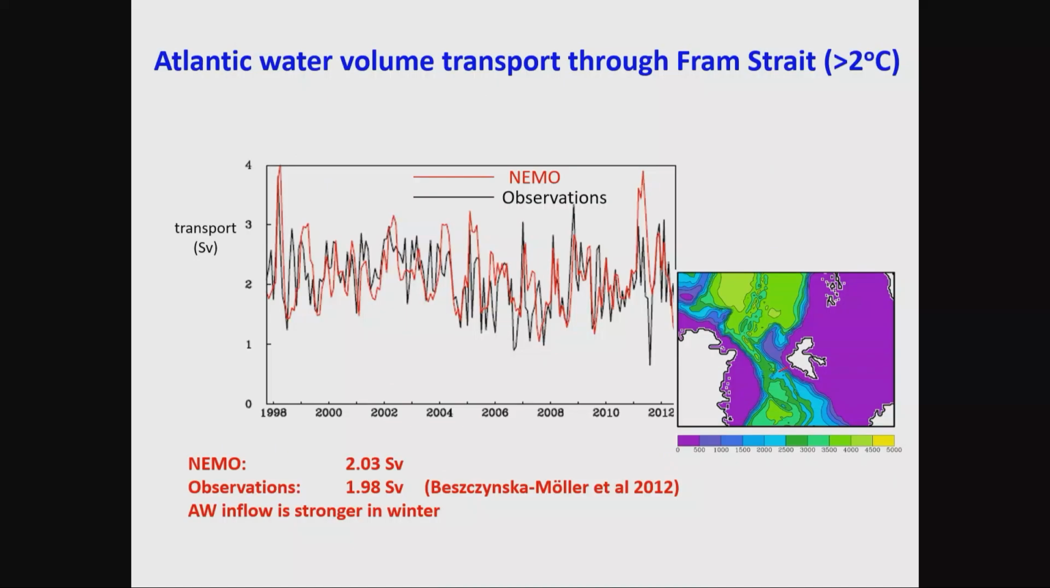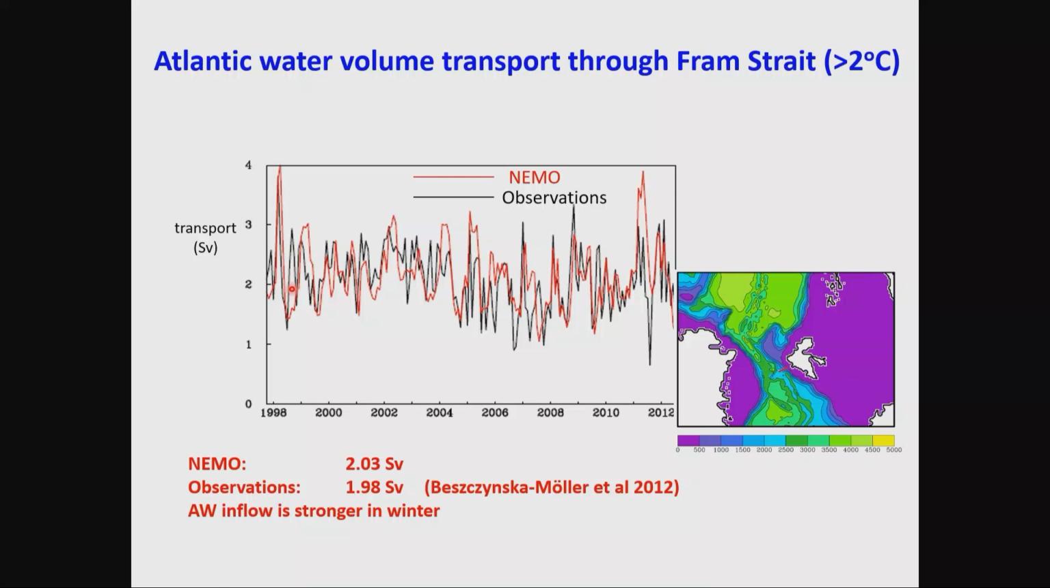Next up, we are talking about Atlantic water inflow through Fram Strait. Here we have Atlantic water volume transport through Fram Strait along this red line. It is computed for water with a temperature above 2 degrees Celsius. The black line is observations published in 2012. The red line is model simulations. We can see the model can reproduce the interannual and annual variations pretty well.